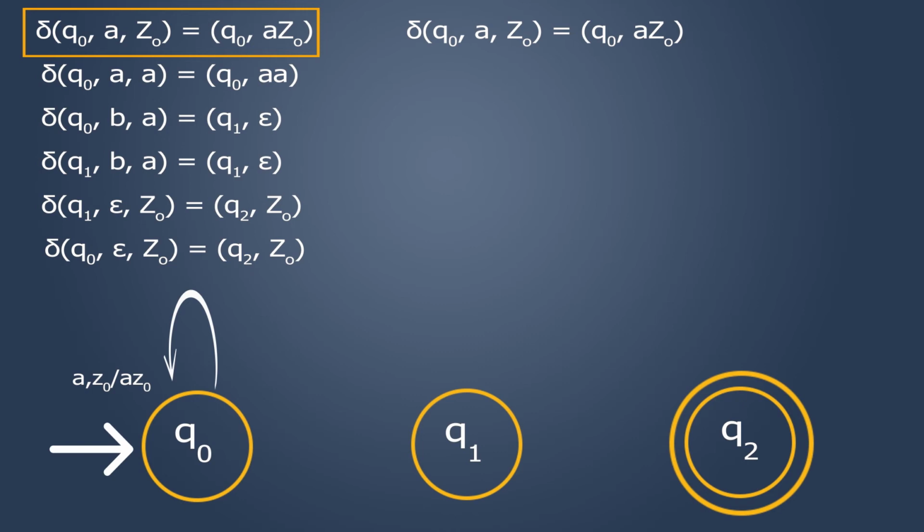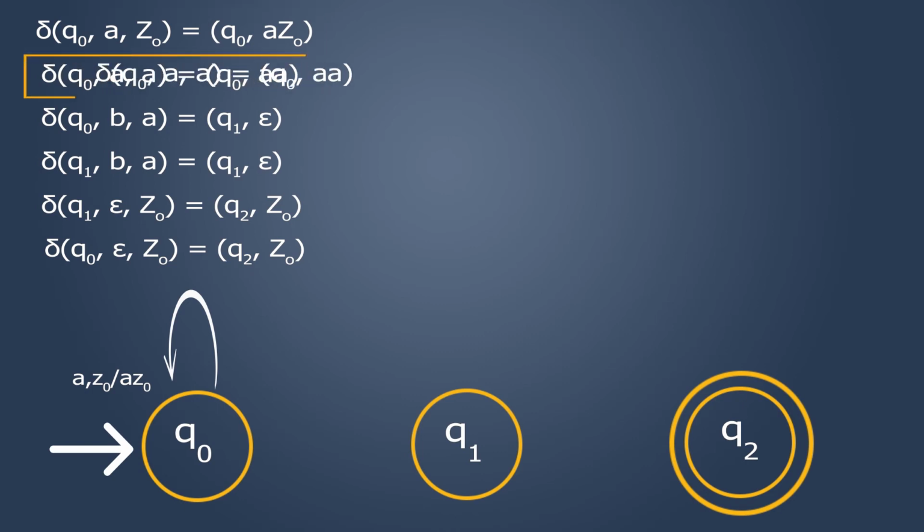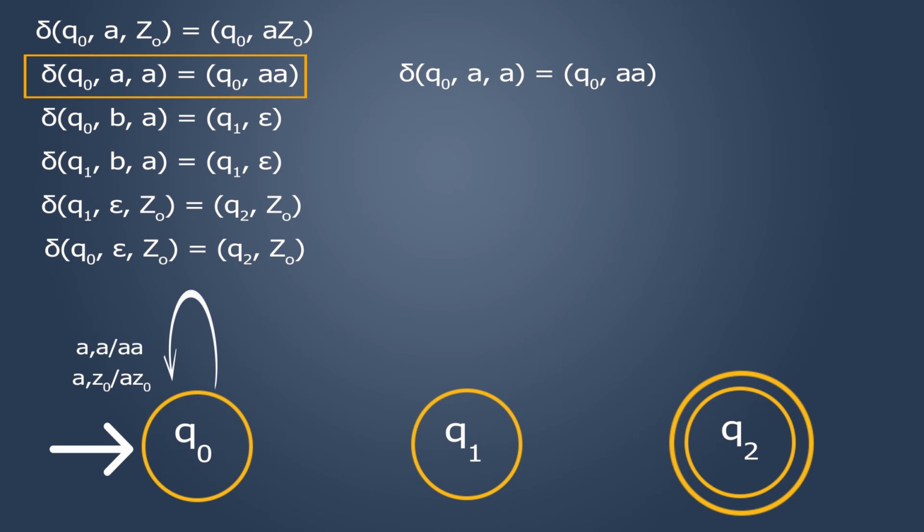Consider the second transition function. We are on Q0 state, and if my input symbol happens to be A and top of the stack happens to be A, we should be in the same state Q0 and we should push this A onto stack. Since we have already written a self loop, we will add this, that is A comma A slash AA.